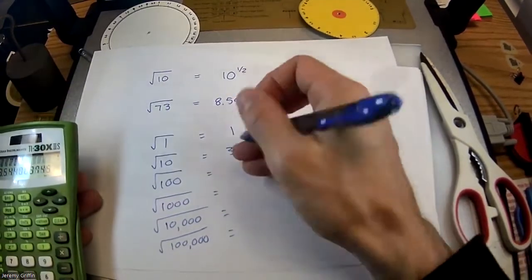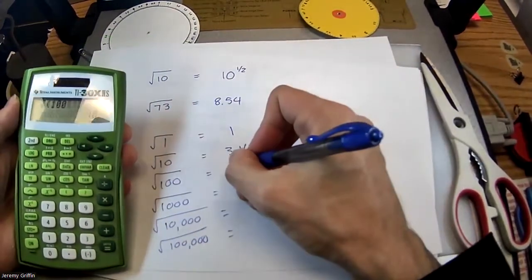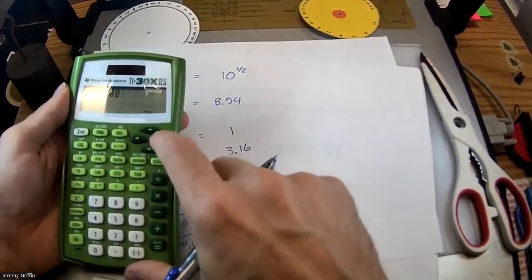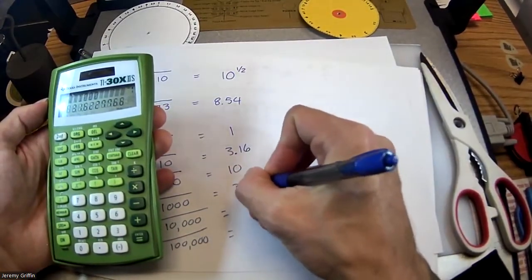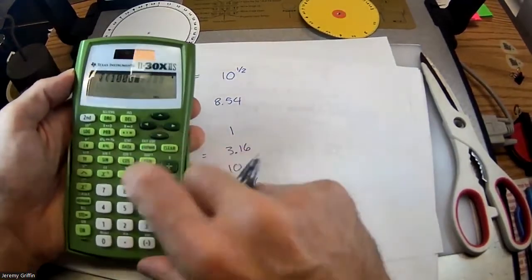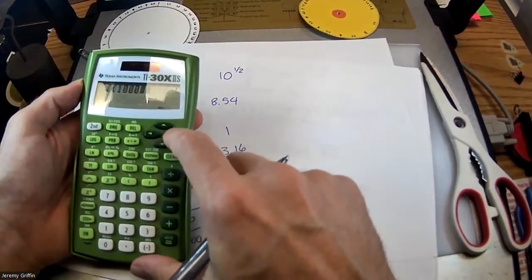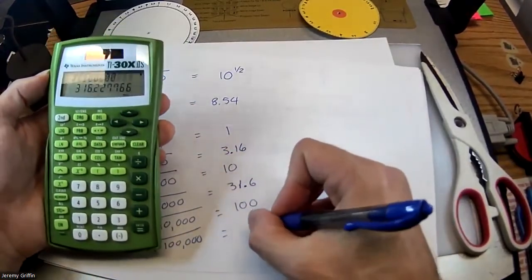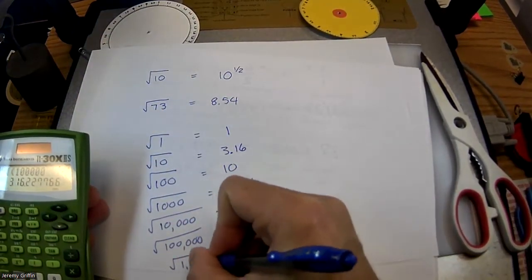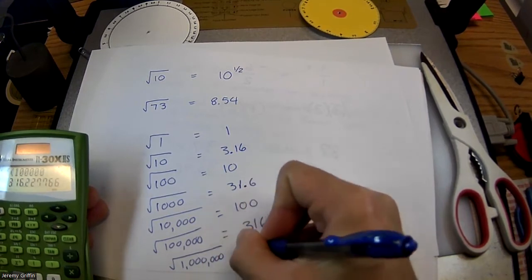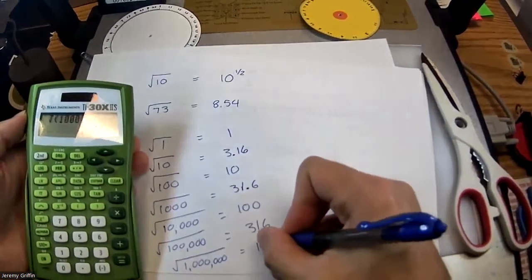Square root of 100. 10. Square root of 1,000 is 31.6. How about square root of 10,000? 100. Square root of 100,000? 316. All right, you guys. Let's do one more after this. A million. Let's do an even million. Should be 1,000, right? Yeah, it's an even 1,000.